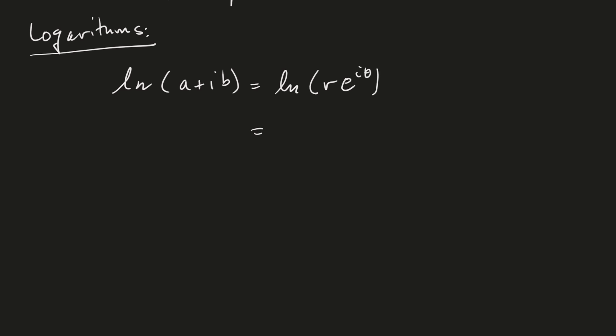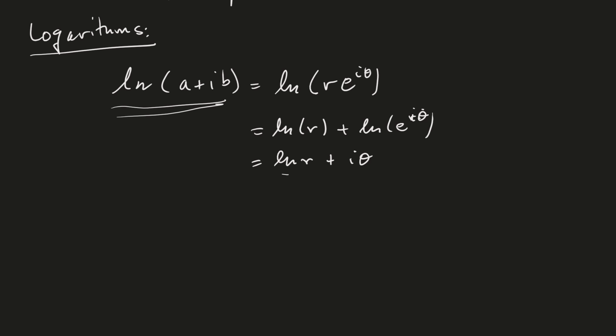and then assuming that the usual rules of logarithms apply, this would be the natural log of r plus natural log of e to the i theta. And again, assuming that the usual rules of logarithms apply, we can simplify that. And in fact, this does work. And in fact, you see that the natural log of a complex number is the natural log of its magnitude plus i theta, where theta is its argument. Good.